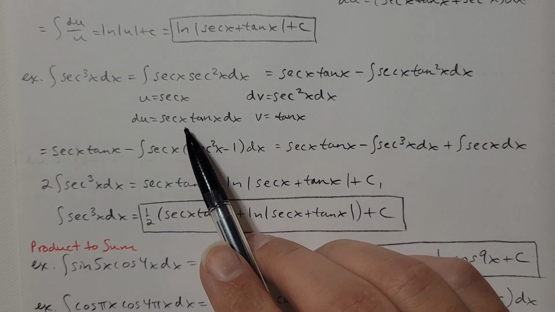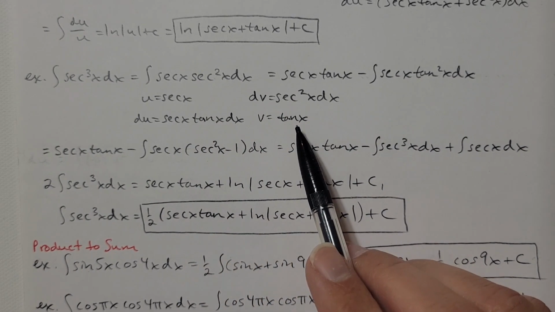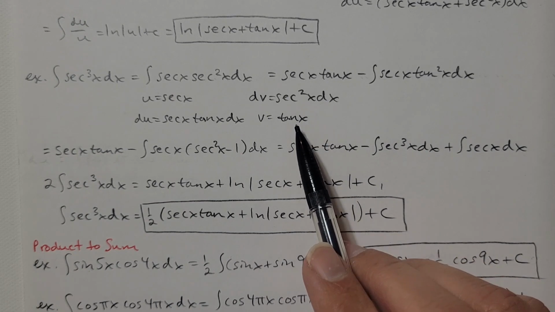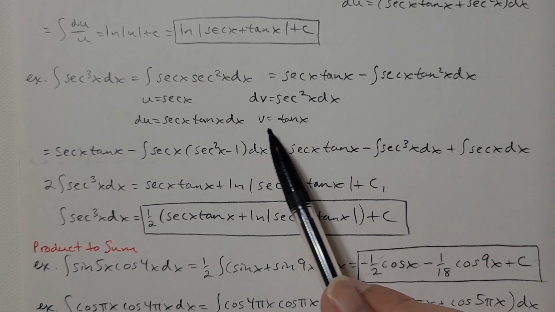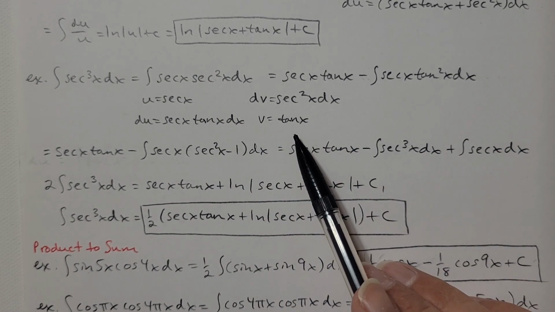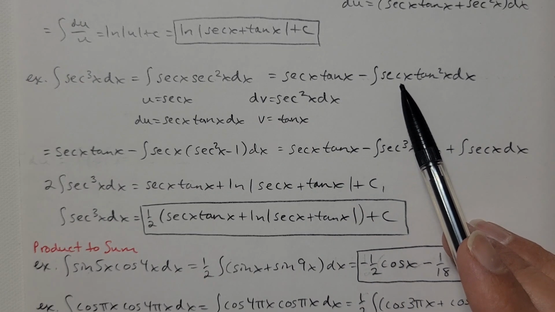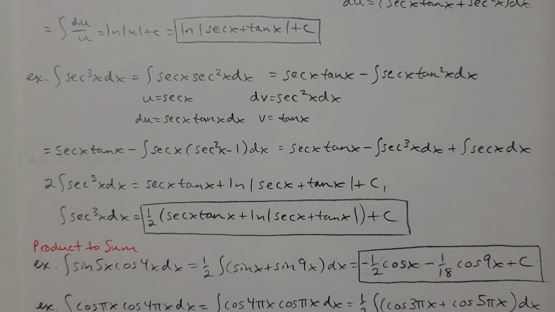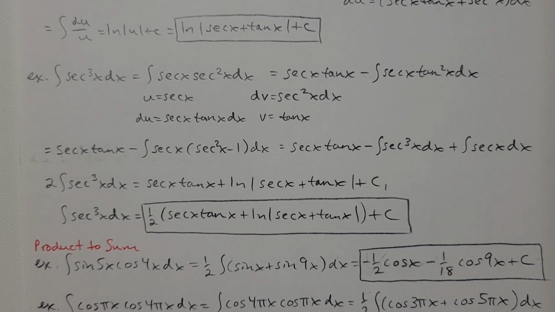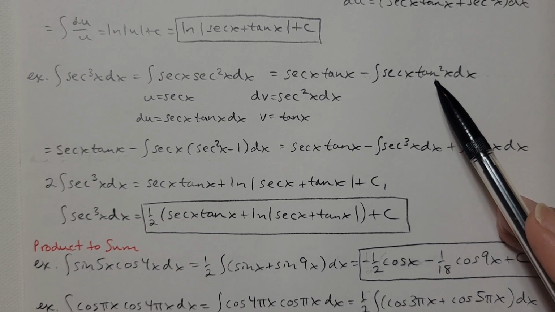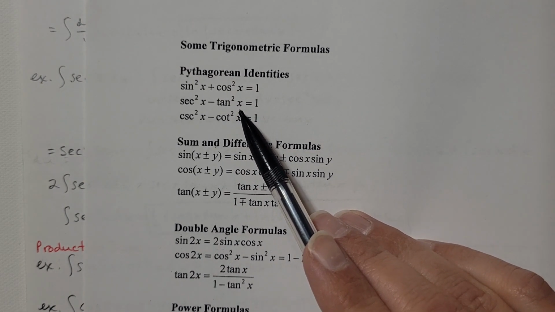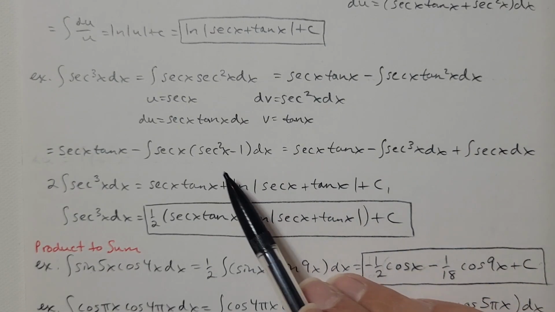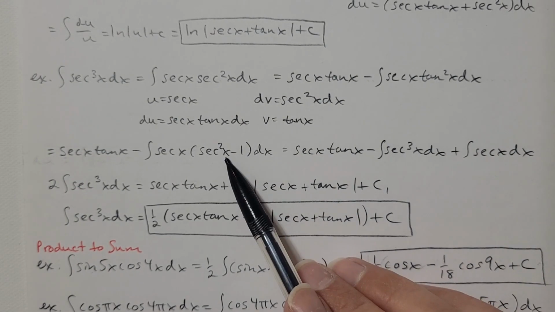Well, let's see. Du is secant x tangent x dx. V, the antiderivative of secant squared x, is tangent x. So then u times v, you have secant x times tangent x minus the integral of v du, the integral of secant x times tangent squared x dx is what we have there. Now the next thing I'm going to do is use the Pythagorean identity for tangent squared x. Tangent squared x is secant squared x minus 1, and I replace that there.